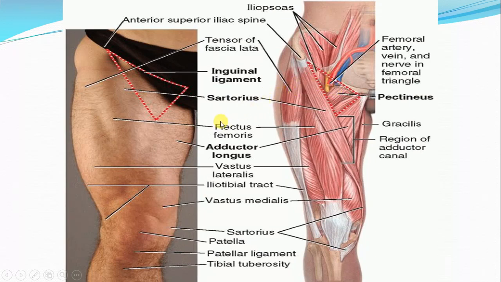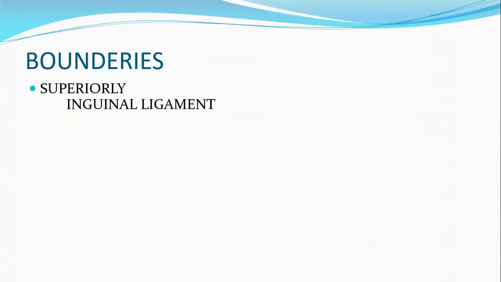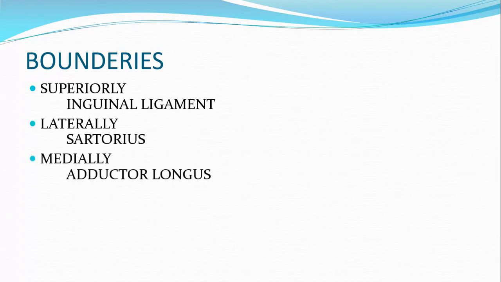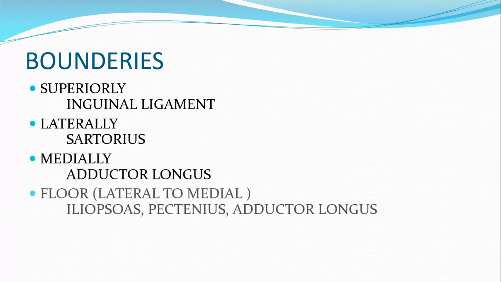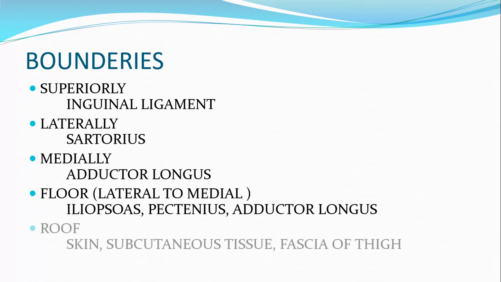Okay, so here are the boundaries shown. Boundaries: superiorly the inguinal ligament, laterally sartorius, and medially adductor longus muscle. The floor we have seen: iliopsoas, pectineus, and adductor longus, and the roof will be skin, subcutaneous tissue, and fascia of the thigh.